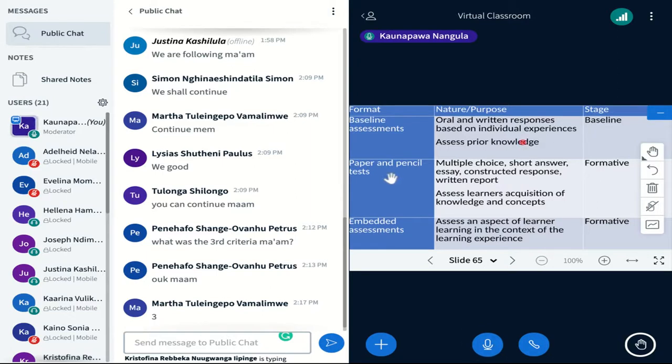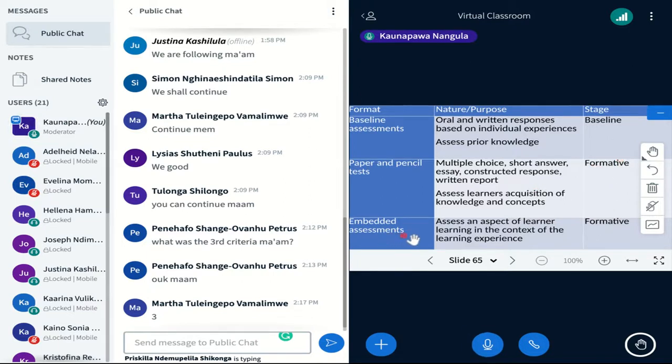So here is baseline. And then we have got paper and pencil tests, which will have question items of multiple choice, short answer, essay, constructed answer, written report. And then it assesses the learner's acquisition of knowledge and concepts, and this can be considered as formative, all right?